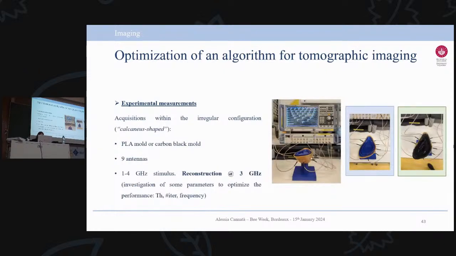And then this is the imaging prototype. So we have this mold, this heel-shaped mold. We have these 9 antennas, which are meant to be put in contact with the mold, so we don't have any matching medium now, so the conditions are way different compared to the numerical one. In this case the reconstruction has been done at 3 GHz. Again, I tried to optimize the methods by investigating some parameters. I tested 2 molds, so this one is PLA and this one is carbon black.